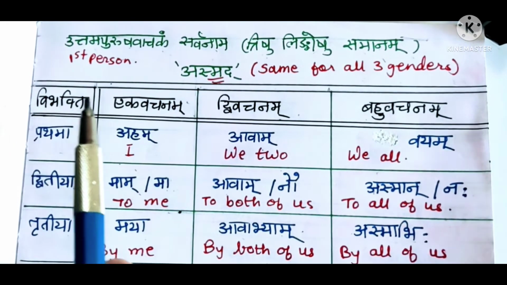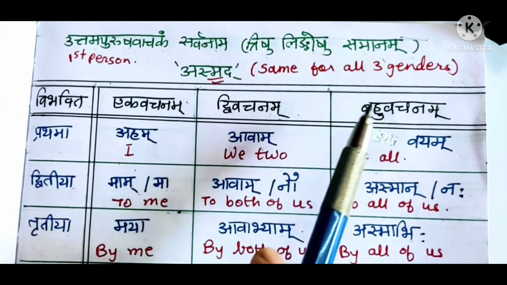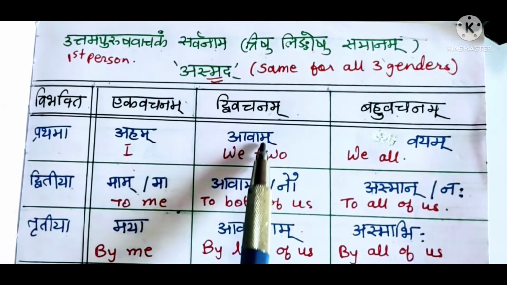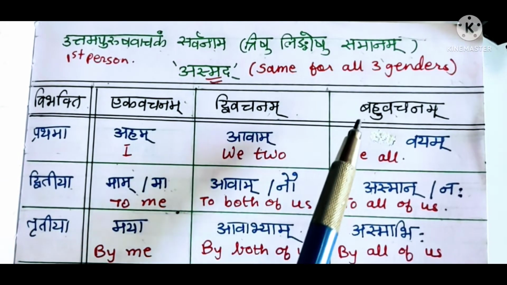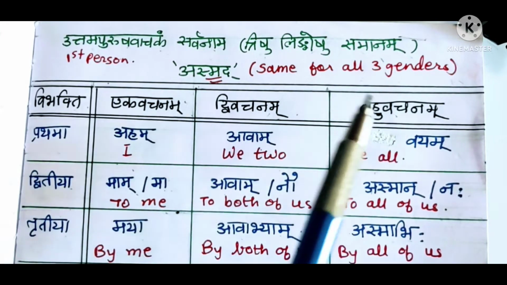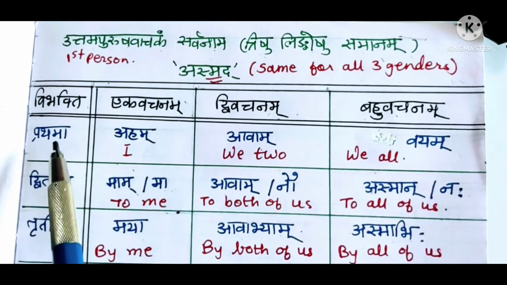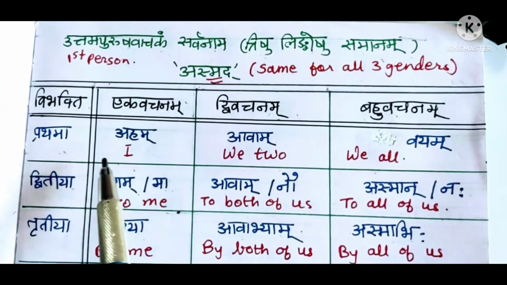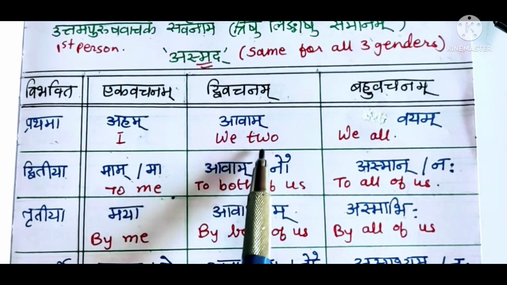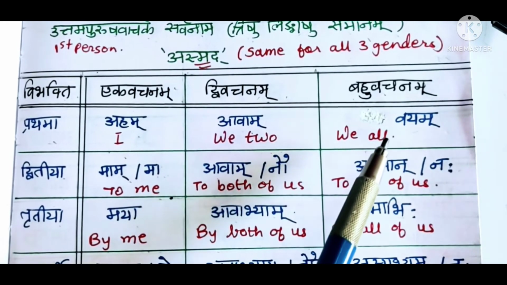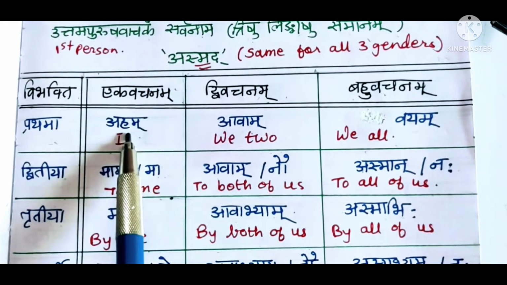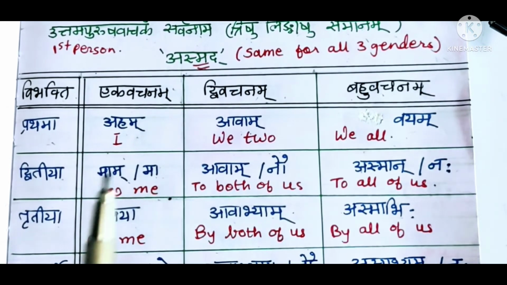Here Vibhakti, Ekvachanam, Dvivachanam and Bahuvachanam. These forms are Ekvachanam forms. These are dual forms, Dvivachanam forms, and these are Bahuvachanam forms, means plural forms. In Prathama Vibhakti, Aham means I, Avam means we two, and Vayam means all of us or we all. So Prathama Vibhakti is Aham, Avam, Vayam.